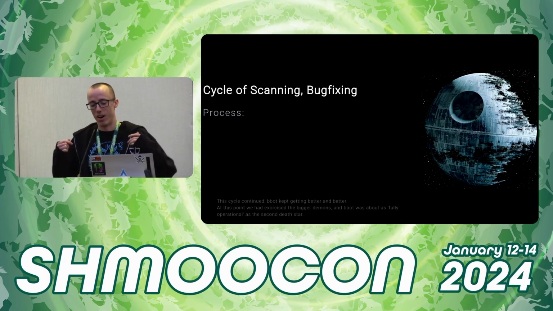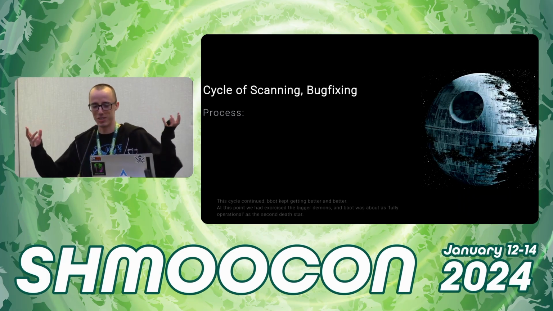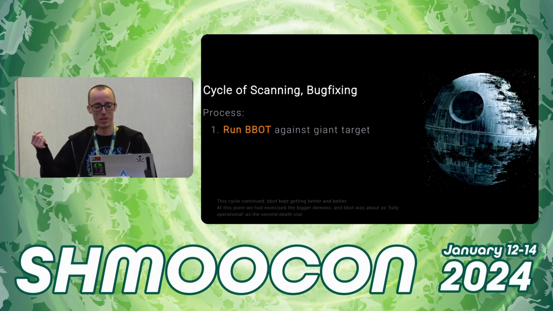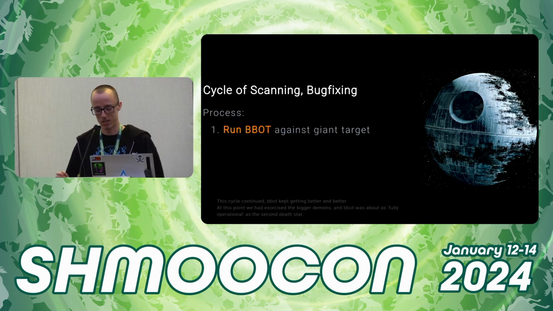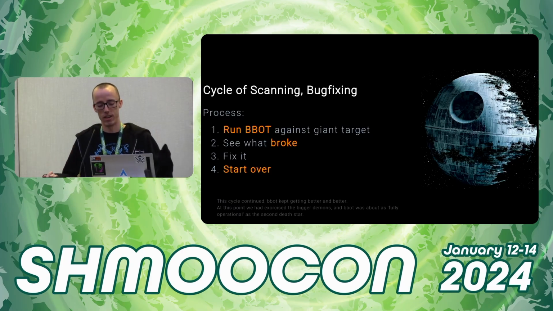So, all right. We're in the process of building this scanner. Our process is cyclical. We run a BBOT scan against some giant target, we see what broke and what went wrong, we fix it, and then we do it again. So this cycle continued, and BBOT kept getting better and better. At first, almost every scan, it would do something horrible, and I'd have to cancel it. But slowly, it started to behave better and better. At this point, we had exercised most of the bigger demons. And BBOT, I would say, was about as functional as the second Death Star, right? It wasn't finished, but it was operational.